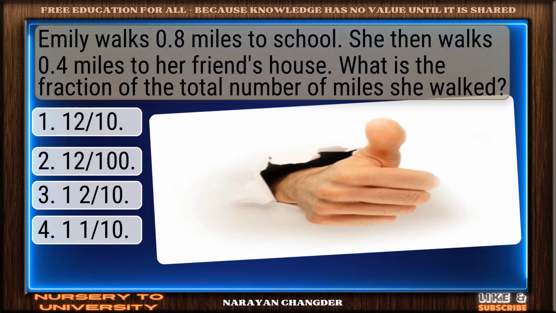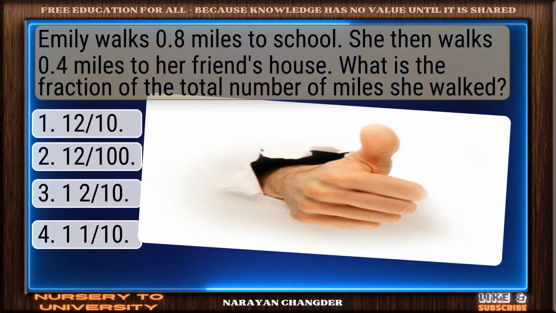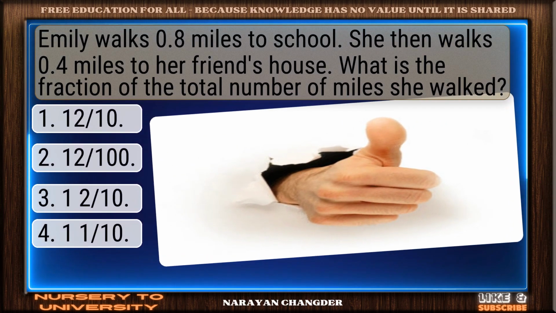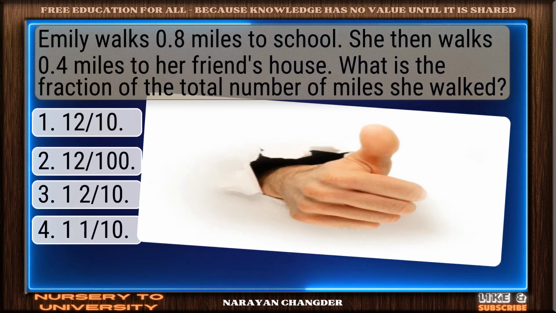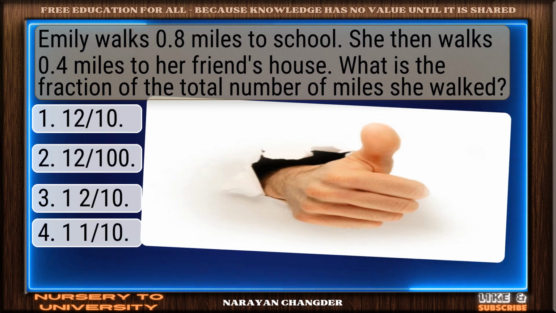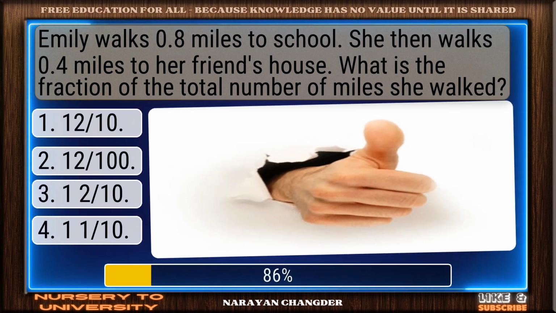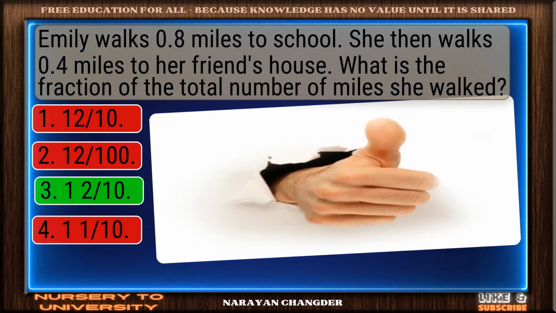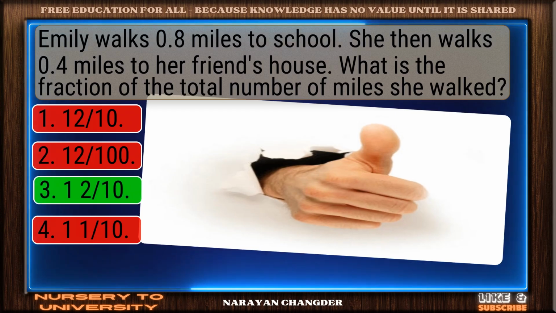Question number 2. Emily walks 0.8 miles to school. She then walks 0.4 miles to her friend's house. What is the fraction of the total number of miles she walked? Well reasoned. 1 to 10 is the correct choice.